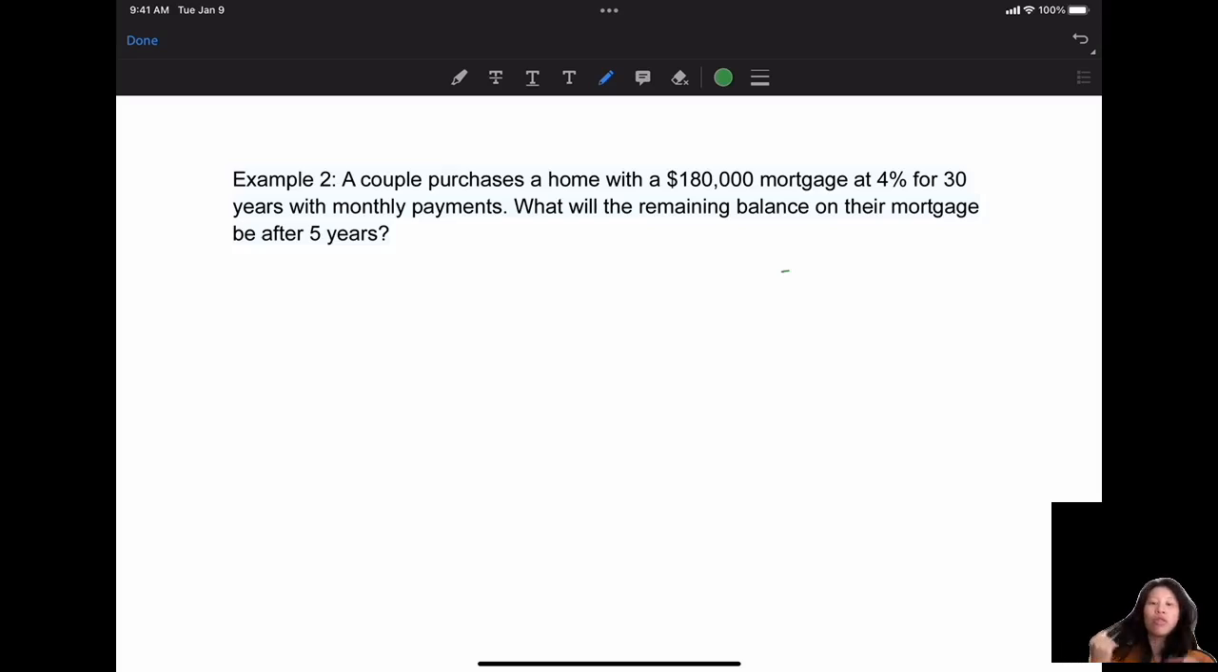They want you to find, after 5 years, what will be the remaining balance. So that means what will be the remaining years? The remaining years is 25 years, right? Because this is a 30-year mortgage. So first of all, we need to find out what your monthly payment will be. So how do we do that?